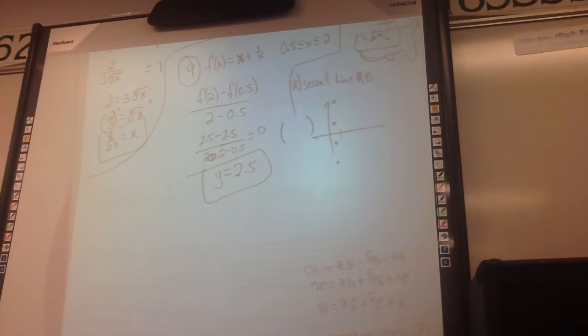Okay, we got our secant line. What are we going to do next?